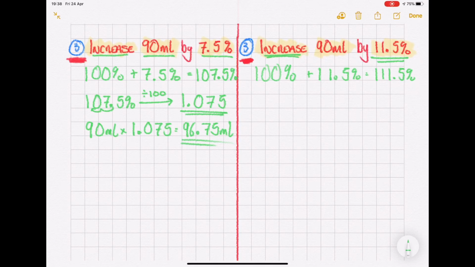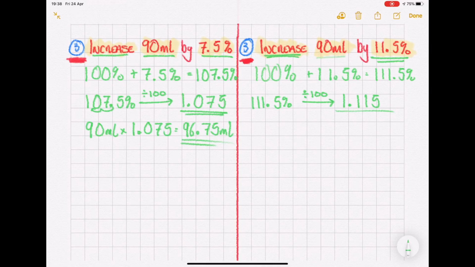Now we need to find our percentage multiplier, so that's 111.5% divided by 100, and that gives us 1.115. This is our percentage multiplier.